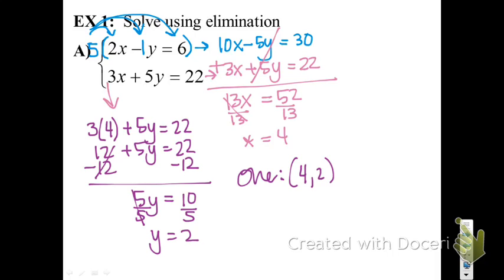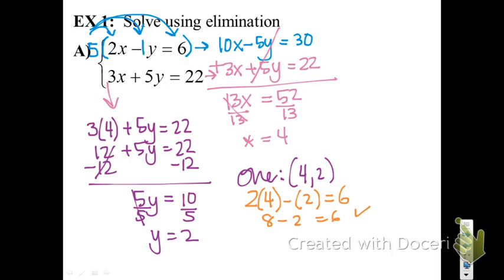The last thing that you want to do is check your solution. So we put both these values in. The first one is 2 times x, so 2 times 4, minus y, which is 2, and this is supposed to be 6. So 2 times 4 is 8, minus 2 equals 6. It checks in the first one.